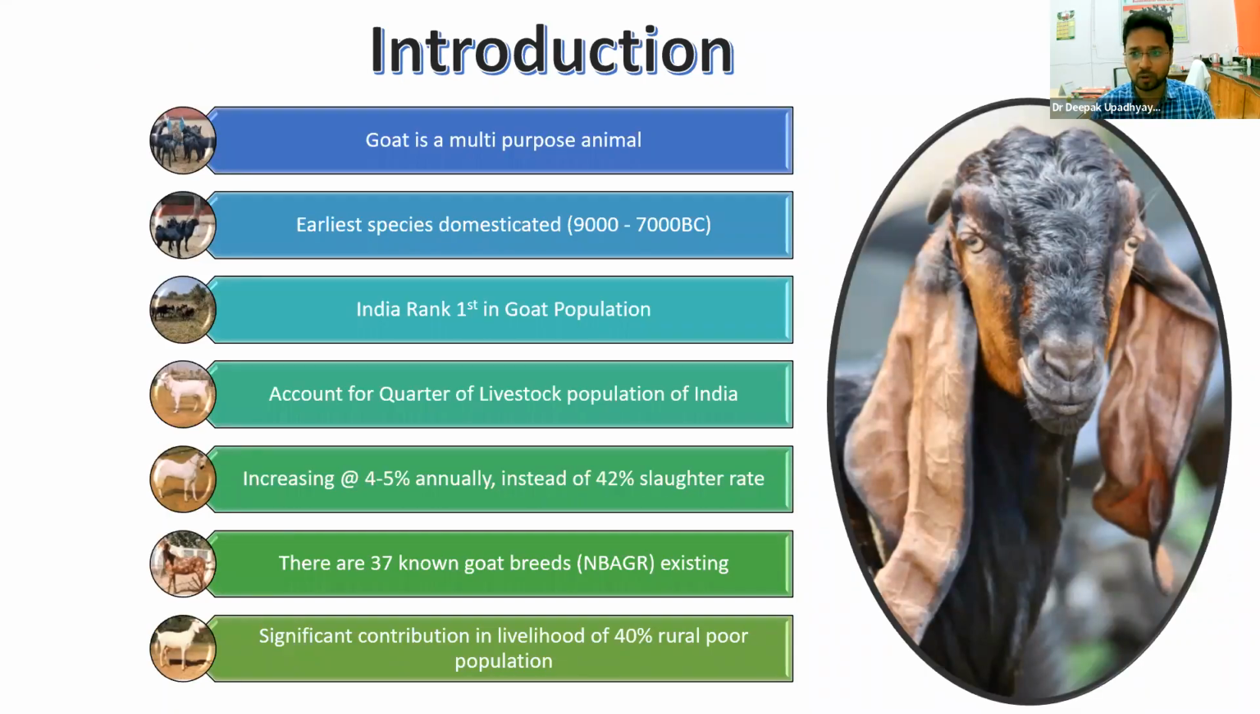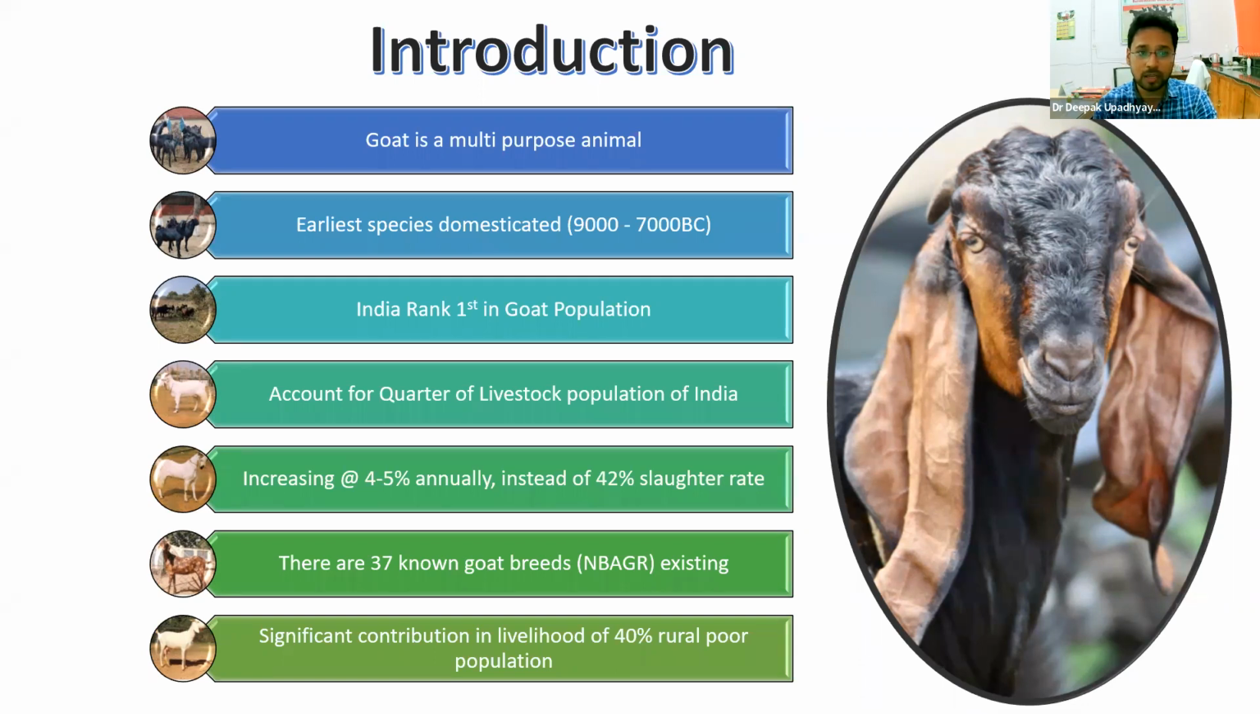We know that the goat is a multi-purpose animal. It provides meat, milk, skin, and dung for agriculture. So it is multi-purpose; for any purpose we can use it. That is why I think it was domesticated earliest. As I told previously also, the goat is the first domesticated ruminant species, domesticated in the Neolithic period.